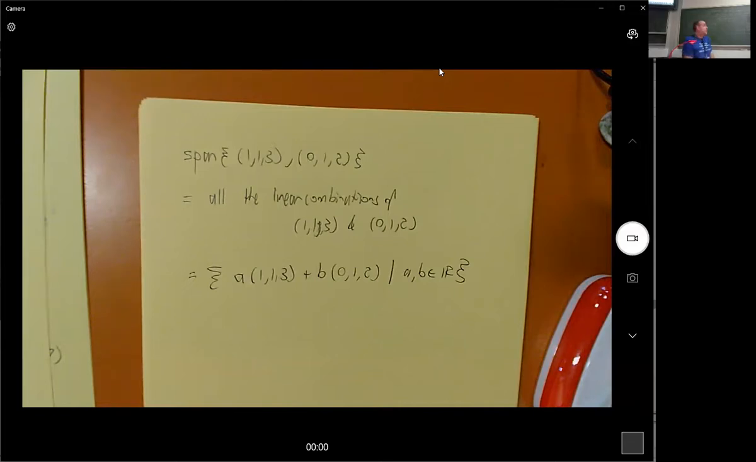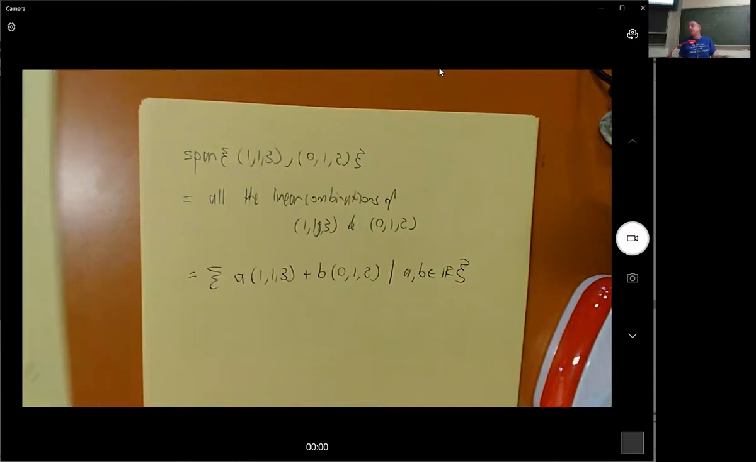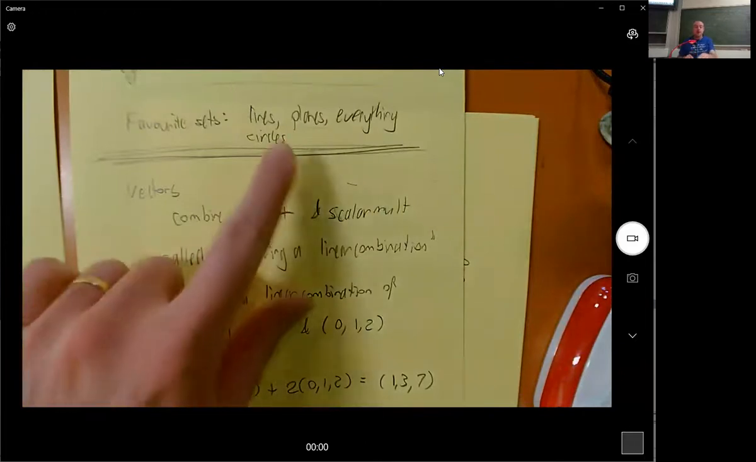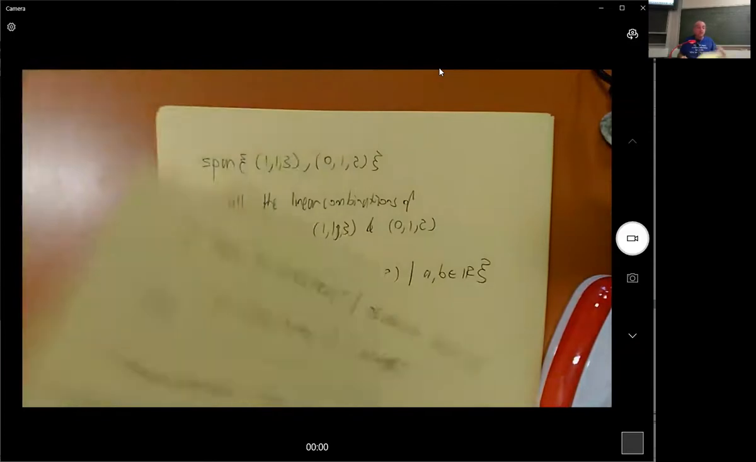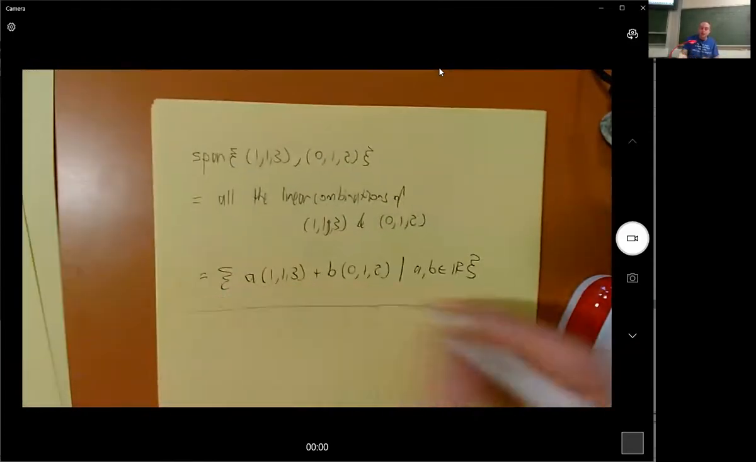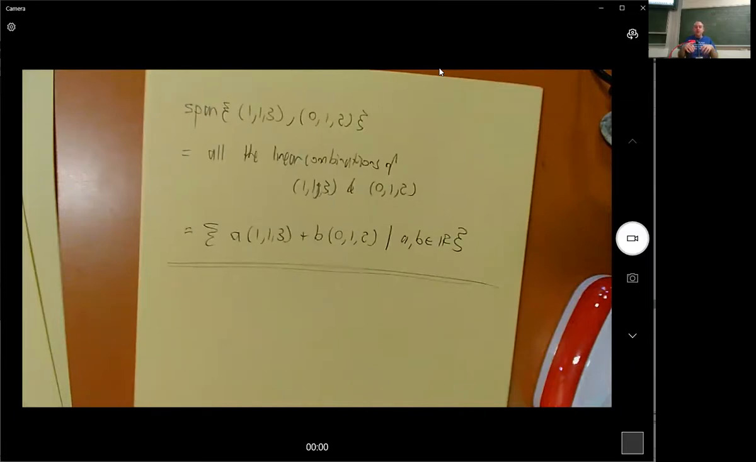So it turns out that the only things you can make from spanning are our favorite sets. Lines and planes and three-dimensional spaces and everything. Things that are made from spanning tend to be flat. And the question is, which of them do you have? So that's what it turns out. The kind of object that the span is, it's not just a set, it's a very special kind of set. And the name for the kind of set that it is, is a subspace.